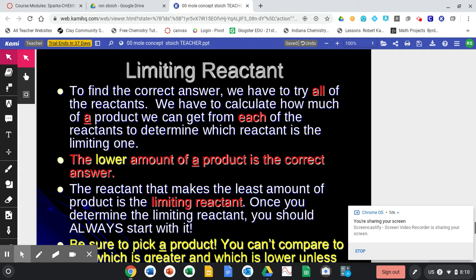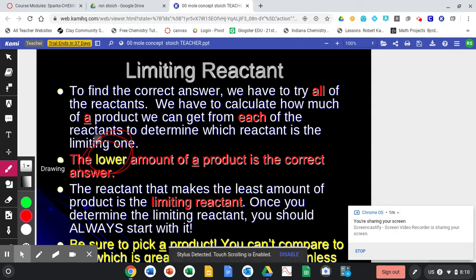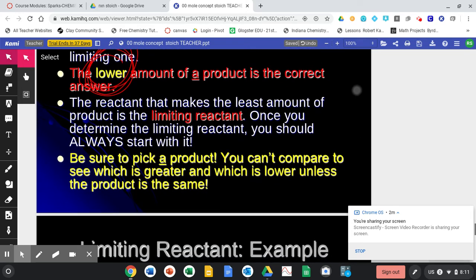We're not going to really learn anything new to answer these. For limiting reactant, you try all of the reactants, and you have to calculate for the same product, obviously the one that you're asked to find. The one that has the lower amount of product is the correct answer, because you're going to be limited by the smallest amount within the ratio that the recipe calls for. And so that's how you have to go through that.